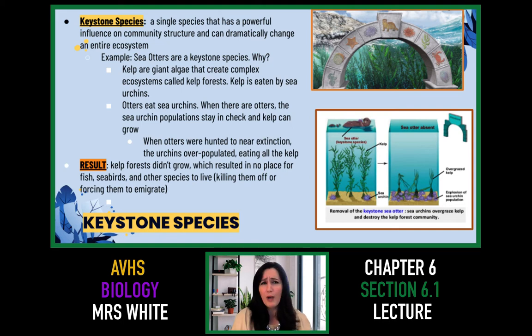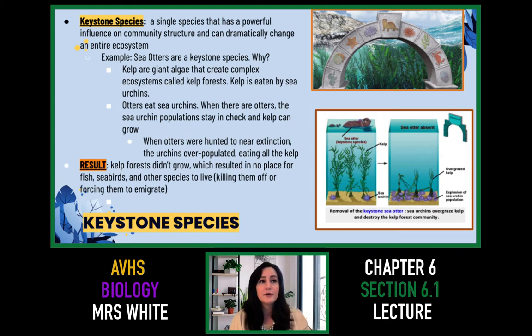And you might be like, well, why? Well, kelp, as we've talked about in previous chapters, are giant algae that create complex ecosystems called kelp forests. And kelp is eaten by sea urchins. Now, we know that otters eat sea urchins. And when there are otters, the sea urchin population can stay in check, which then allows the kelp to grow because it's not going to be overeaten.